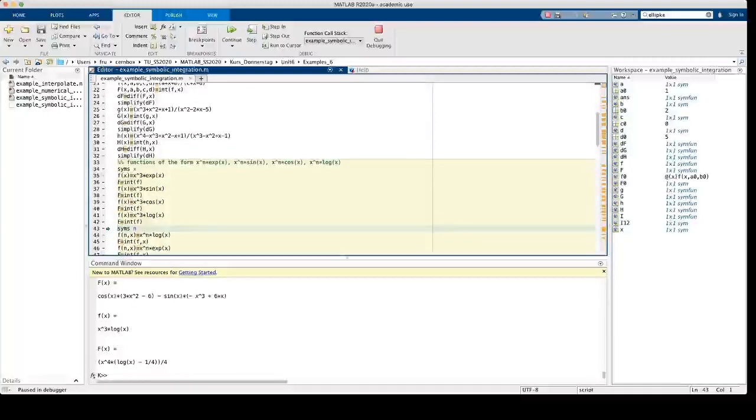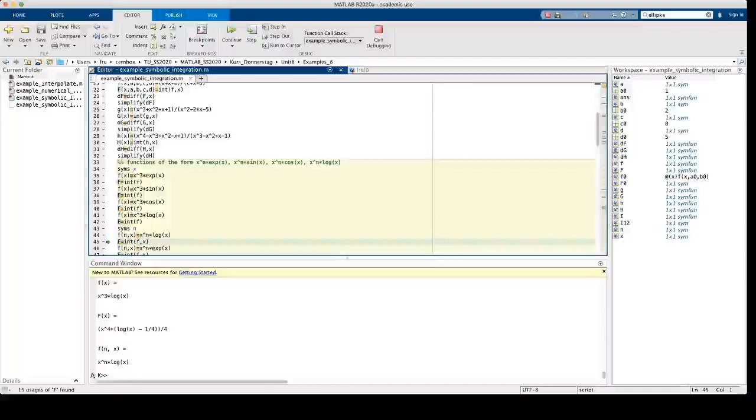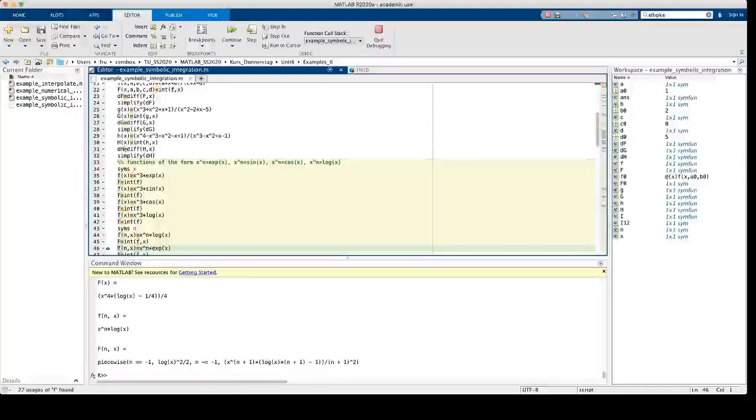Now, what about choosing an arbitrary power exponent? So let's now define a symbolic variable n, which we take to be the exponent of x. Let's start with the function x to the power of n times log x. So this is now the function small f, and we look for the antiderivative, the indefinite integral. And here we see that there are two cases. In the case n equals -1, we get the function log x squared over 2.